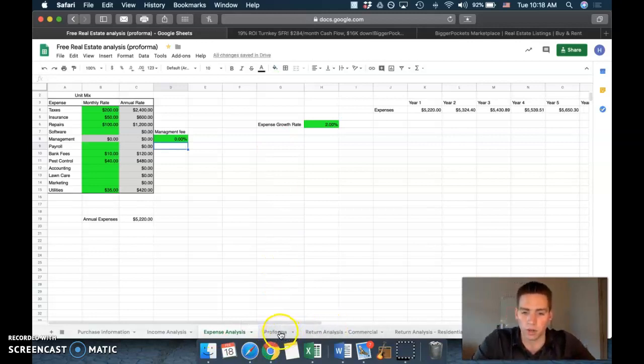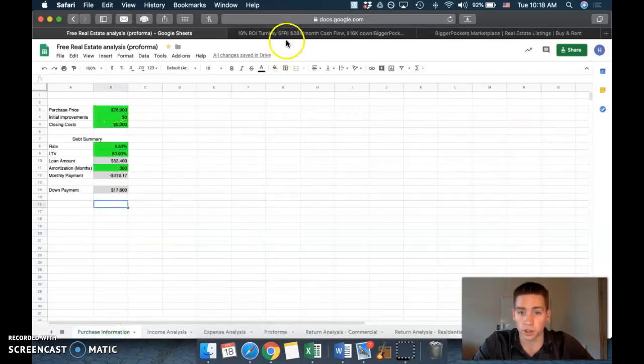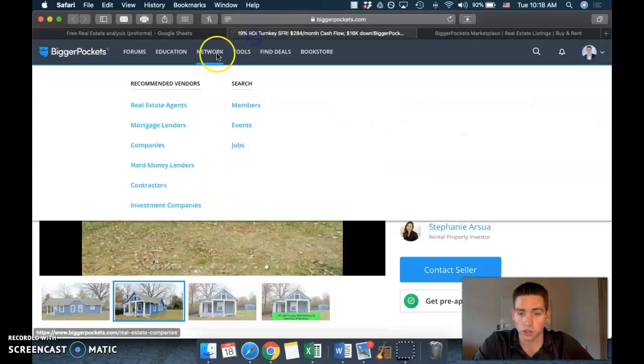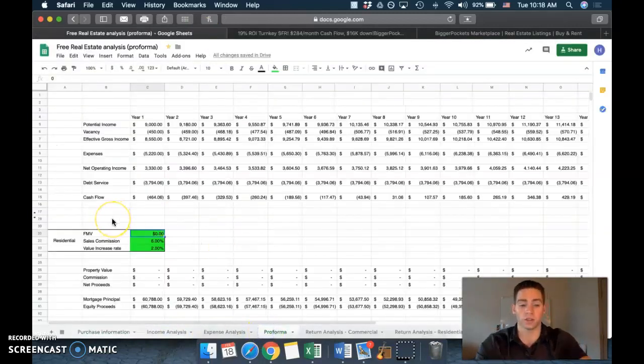Okay, now we want to come over here, and this is going to take all of our information and put it in one central tab. So the first place we want to look is the green boxes. And since this is a residential property, it's going to be based off of the fair market value. So we want to put in what is the fair market value for this property. Now, we know that this person is asking $78,000 for this property. So let's just say the fair market value is $78,000.